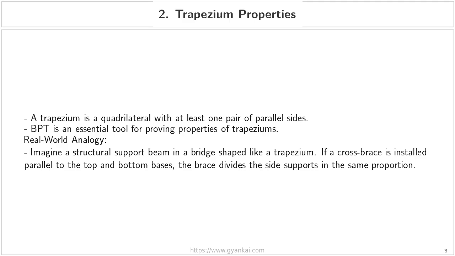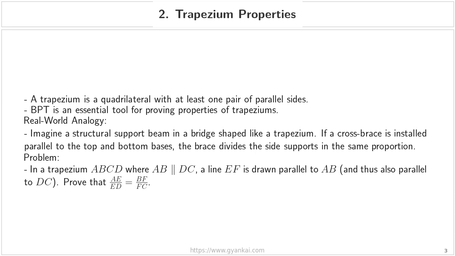Imagine a structural support beam in a bridge shaped like a trapezium. If an engineer installs a crossbrace that is parallel to both the top and bottom bases, that brace will divide the side supports in exactly the same proportion. This isn't just math, it's structural stability. Now let's look at a formal problem. Suppose we have a trapezium ABCD where the side AB is parallel to the side DC.